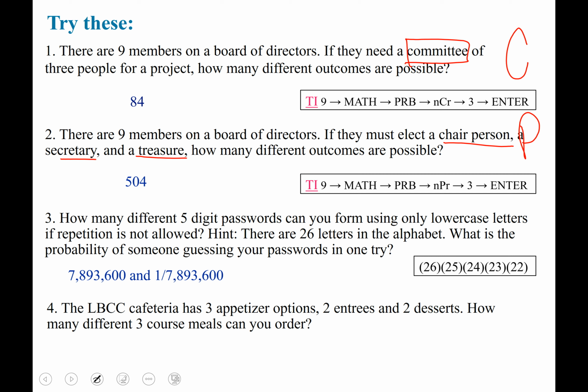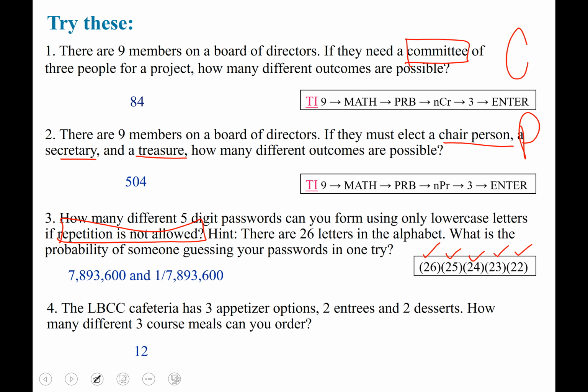When you're choosing your first digit for your password, you have 26 options. But it says repetition is not allowed. So when you're choosing your second digit for your password, you have 25 options. And when you choose your third digit, you have 24 options. When you select the fourth digit for your password, it has to be one of the lowercase alphabet letters. Repetition's not allowed. You're down to 23 letters to choose from, and then 22.